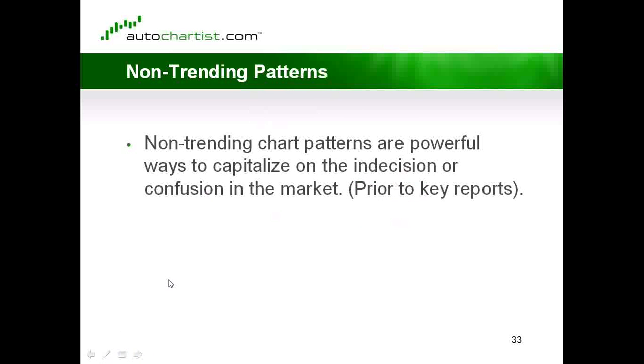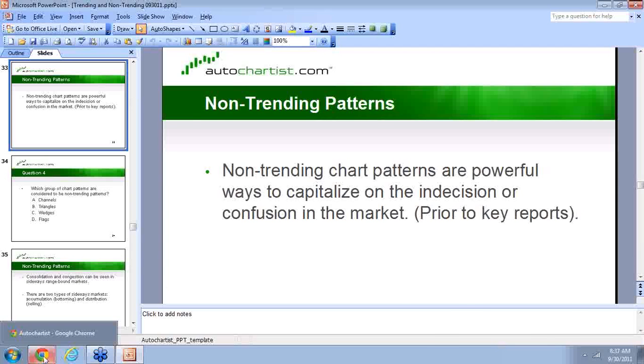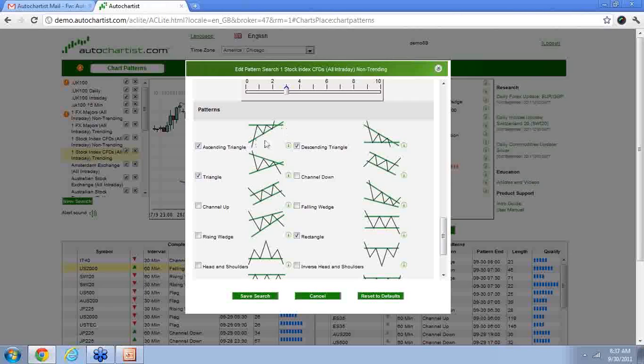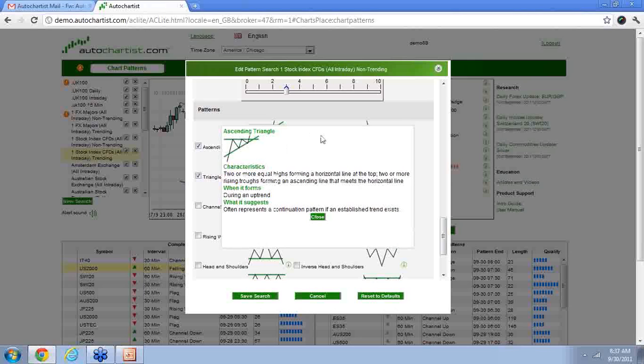Okay, now go back to the live action. So that's the reason why you want to have both trending and non-trending searches. Obviously, this morning with the choppiness in the stock market, trending patterns aren't working.